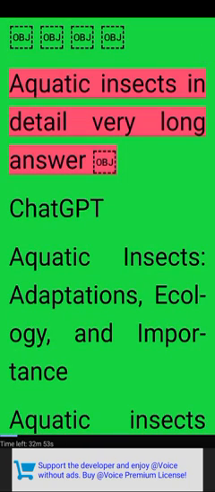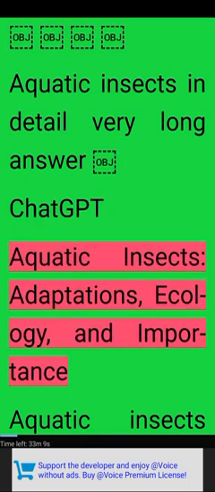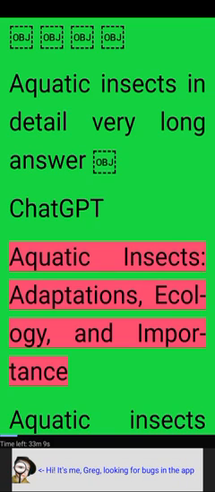Aquatic insects in detail. Very long answer. ChatGPT. Aquatic insects, adaptations, ecology, and importance.